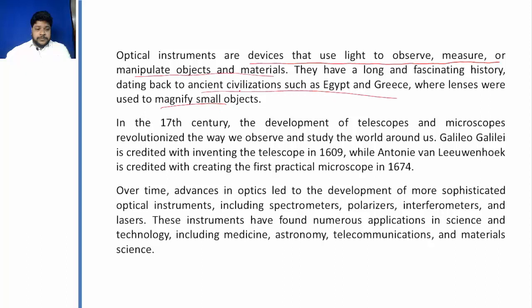In 17th century, development of telescopes and microscopes revolutionized the way we observe and study the world around us. Galileo invented first telescope in 1609, while Antony is credited with creating first practical microscope in 1674. Over time, advance in optics led to the development of more sophisticated optical instruments, including spectrometers, polarizers, interferometers, and lasers. These instruments have found numerous applications in science and technology, including medicine, astronomy, telecommunication, and material science.